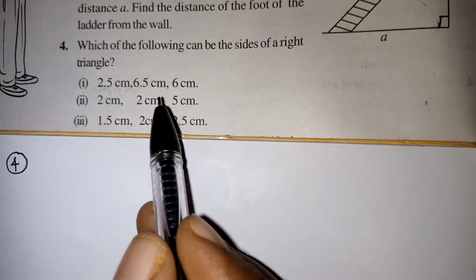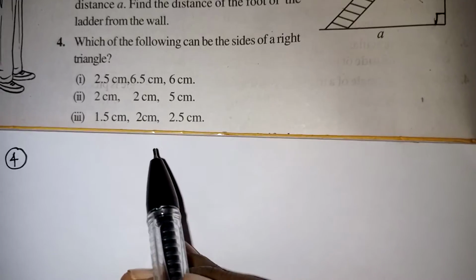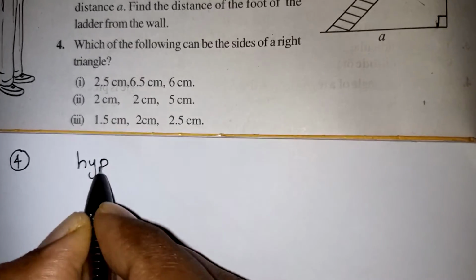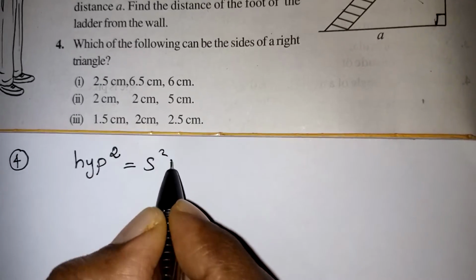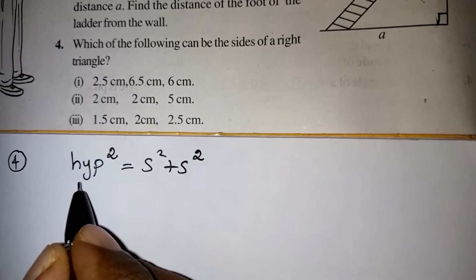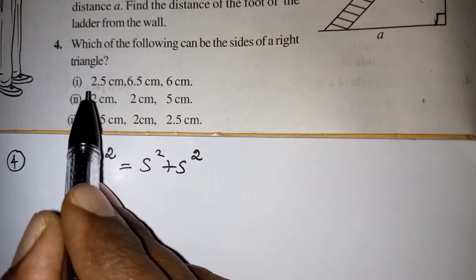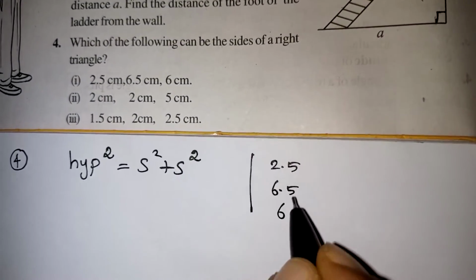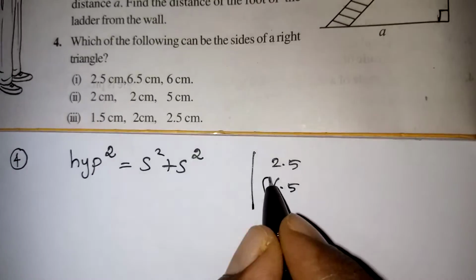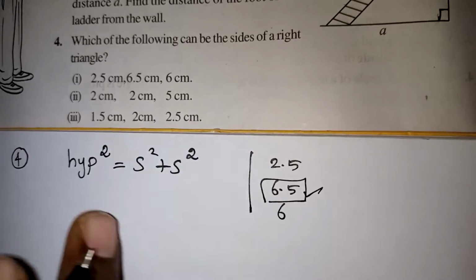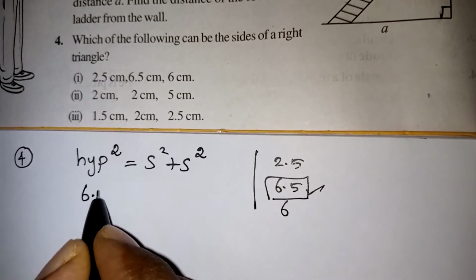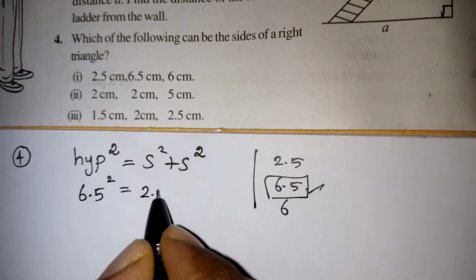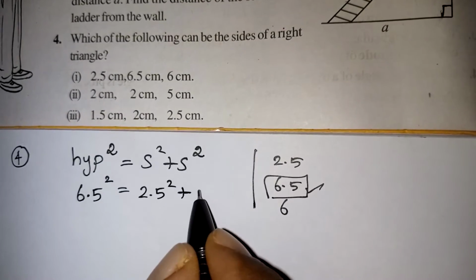So whichever satisfies the Pythagoras theorem, definitely that will form a right angle triangle. So we have to check whether the hypotenuse squared value is equal to side squared plus side squared or not. Hypotenuse is nothing but the longest side. In this given measurement, the given measures are 2.5, 6.5 and 6. In these three, which is the big one we have to identify. We know that 6.5 is the big one. So that should be considered as the hypotenuse value. So hypotenuse is 6.5 squared we have to take. Other two sides, one is 2.5, the another one is 6. So 2.5 squared plus 6 squared.